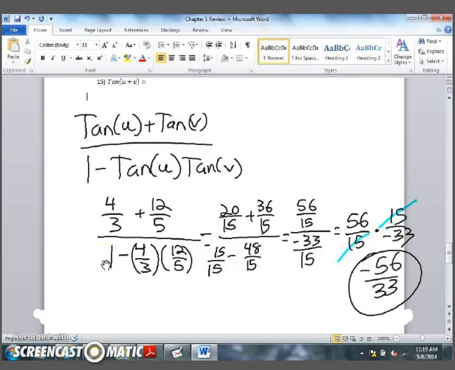Now, for these, you have to get a common denominator. It's 15. What times 3 gets me 15? Oh, 5. Top and bottom by 5. Multiply. This one is 3. Top and bottom by 3. Add across the top. You get 56/15. Now, remember, instead of dividing by something, we multiply by its reciprocal here, which is 15/-33. Cancel out the 15s.